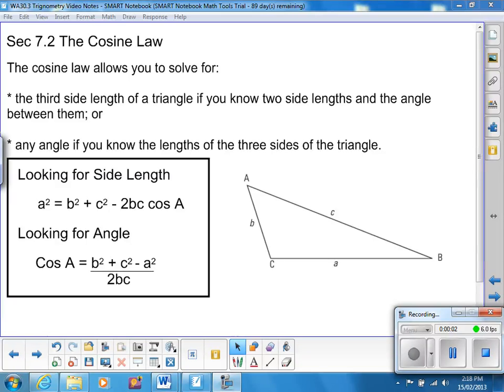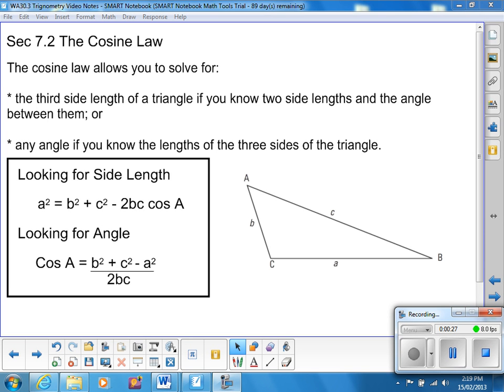Today's lesson is for Workplace and Apprenticeship 30.3, and we're looking at the cosine law. The cosine law allows you to solve for a third side of a triangle if you know two sides and the angle between them. Or you can use it to figure out any angle if you know the lengths of three sides of the triangle.